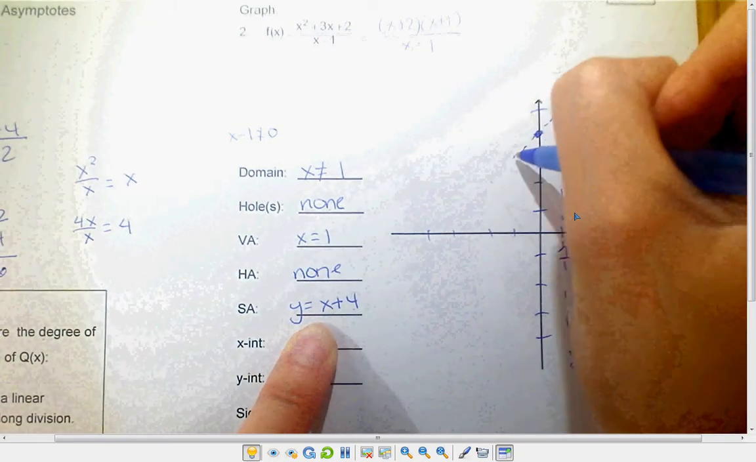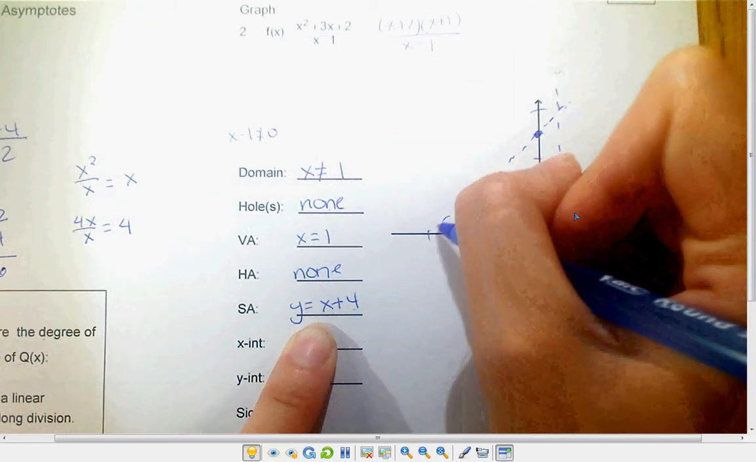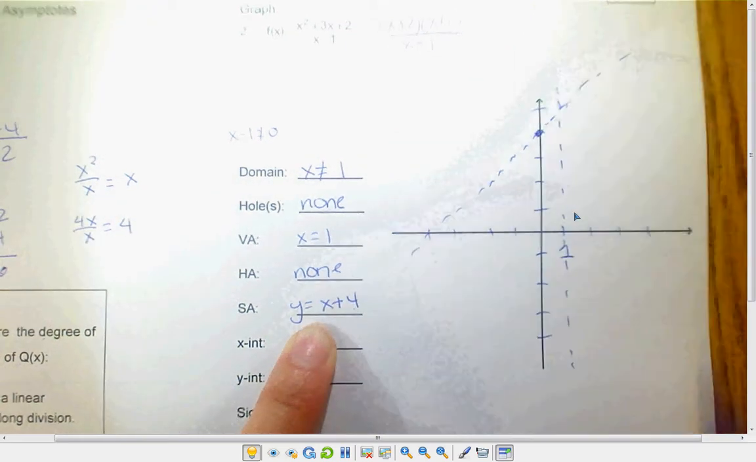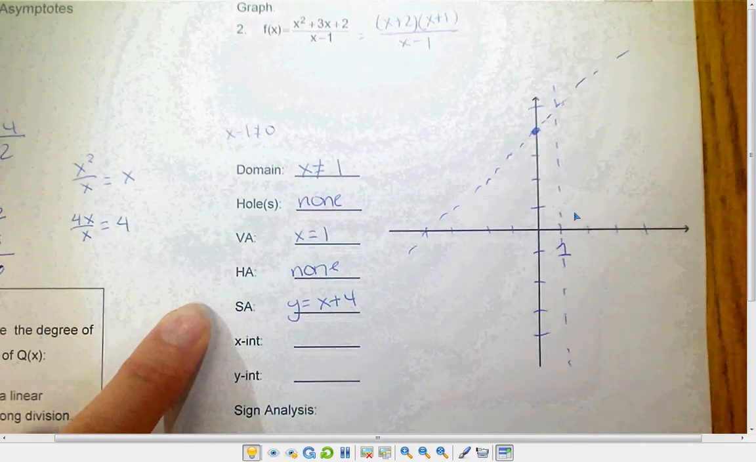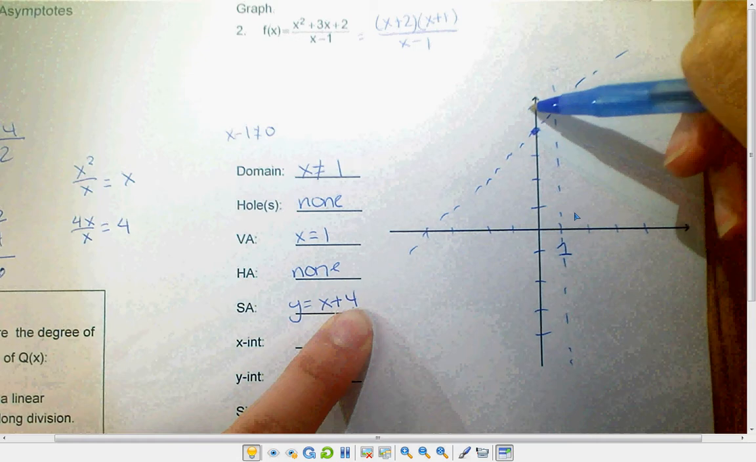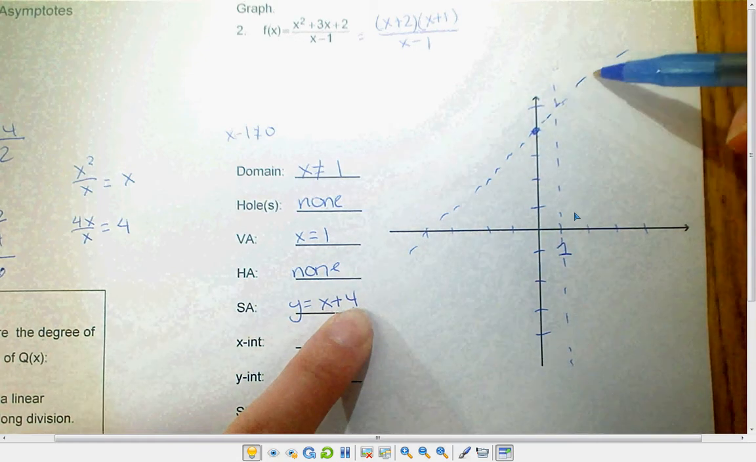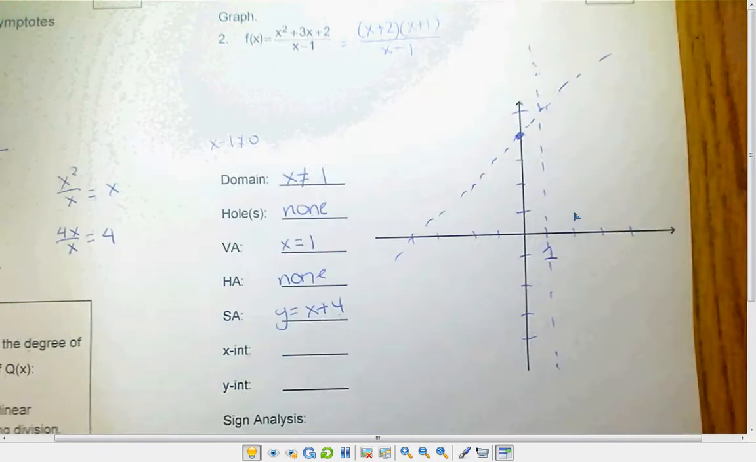So my line is going to look like this. My slant asymptote this time is going to be a diagonal line. If the y-intercept is 4, the slope is 1 over 1. So 1 over 1, 1 over 1, 1 over 1. So these are my two asymptotes.